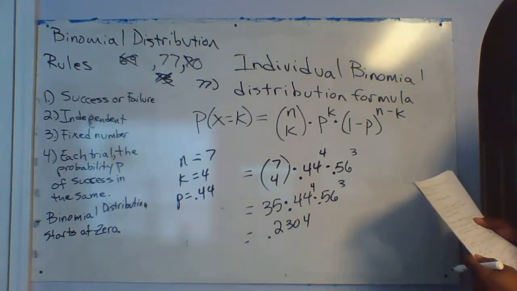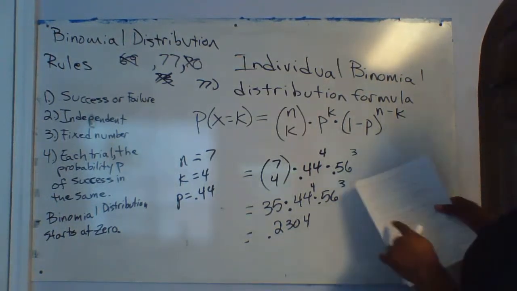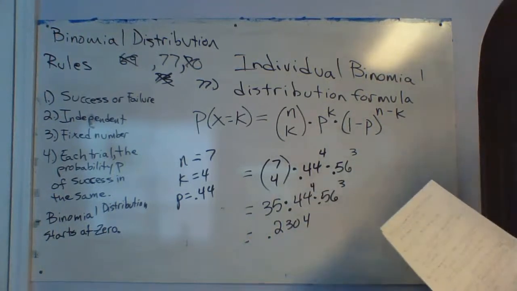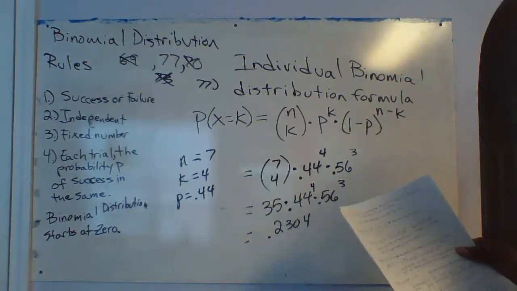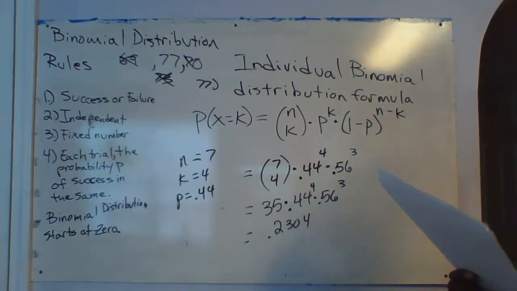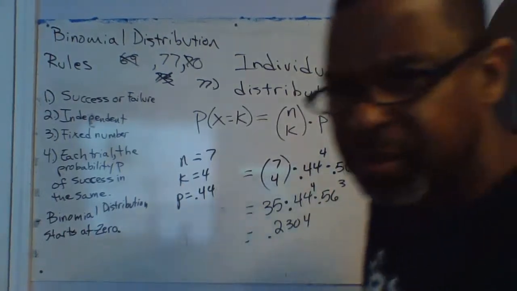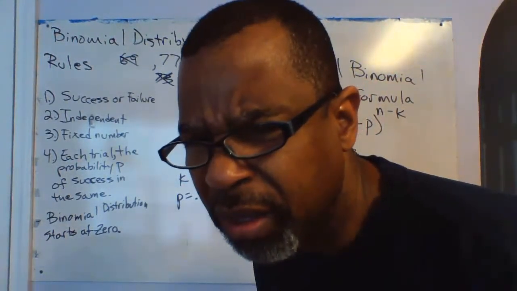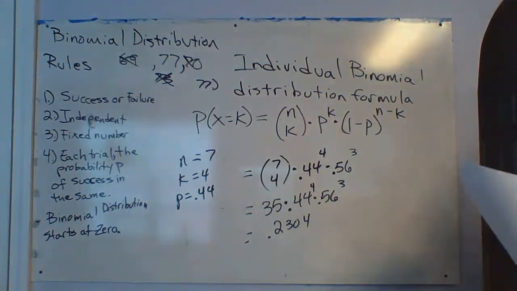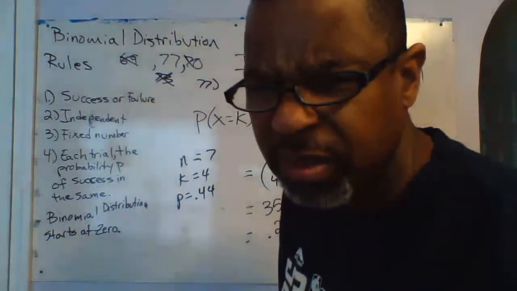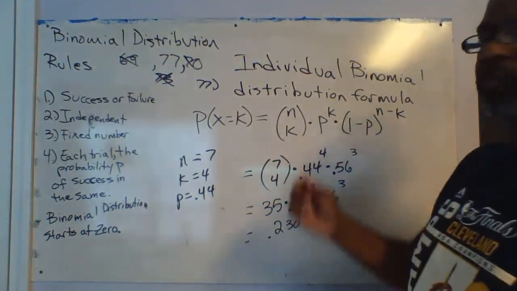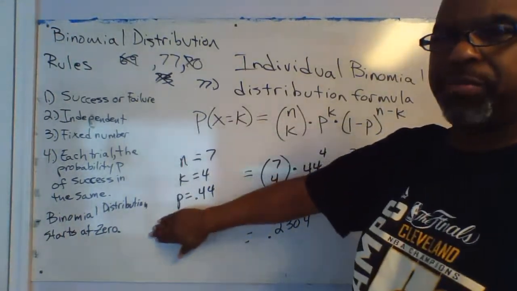They ask you to interpret that. What this is saying is that 23.04% of the time, exactly 4 out of 7 randomly picked U.S. citizens have O-type blood. I hope that makes sense. Okay, cool, so we got 77. Everybody else, it makes sense? But remember, these rules have to be met.